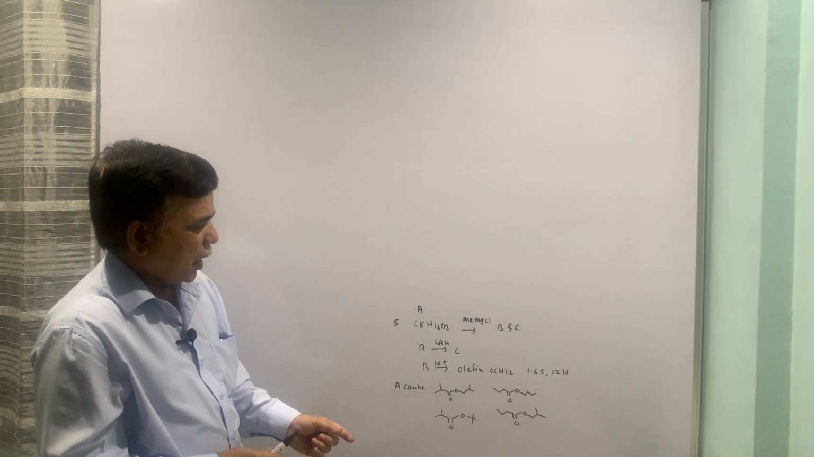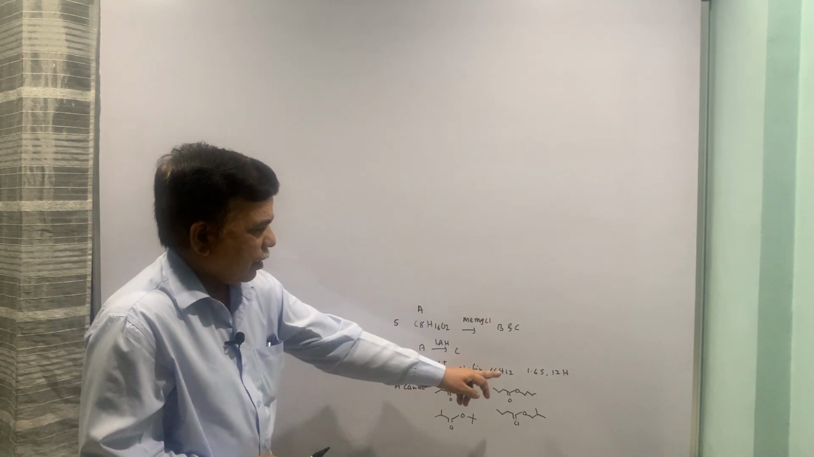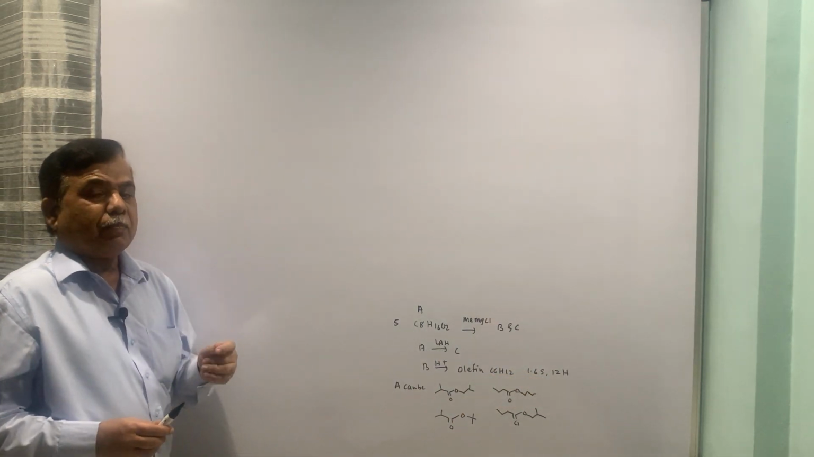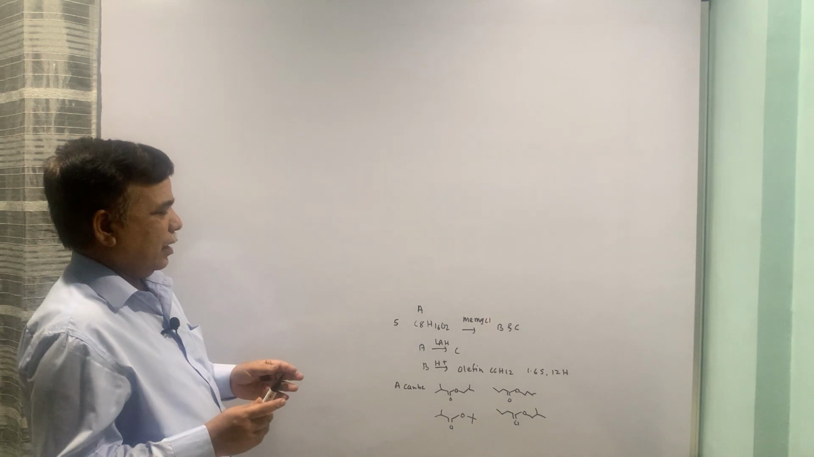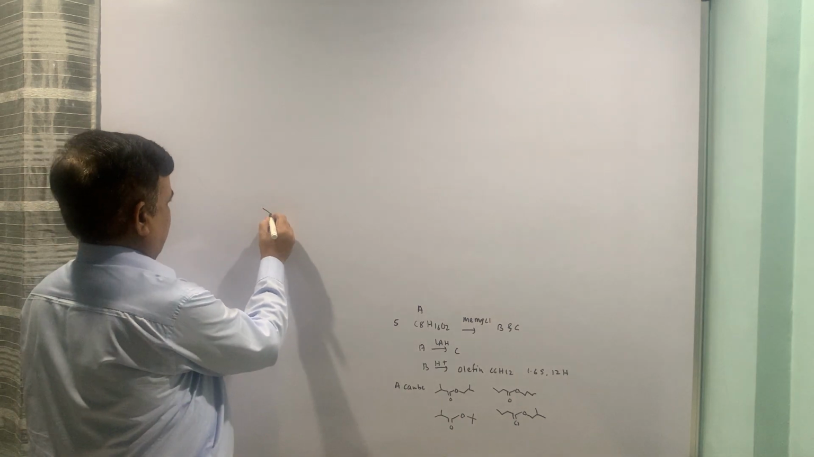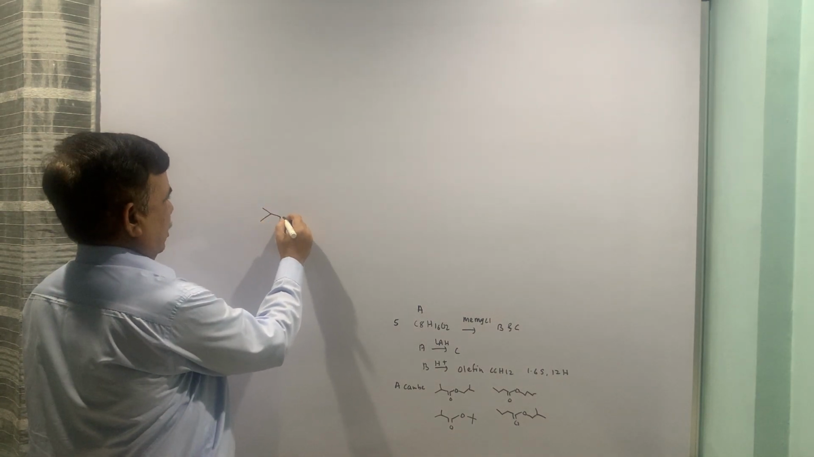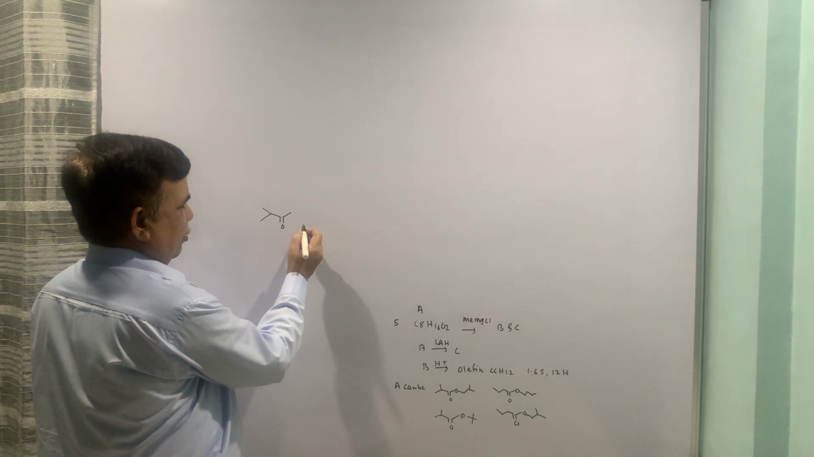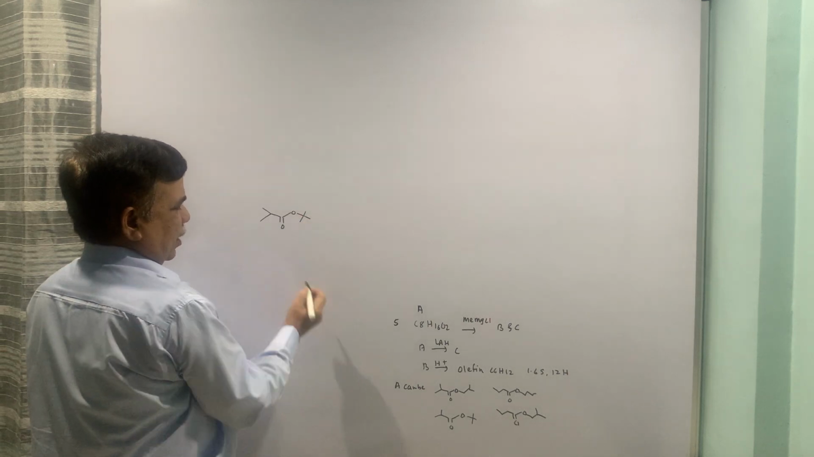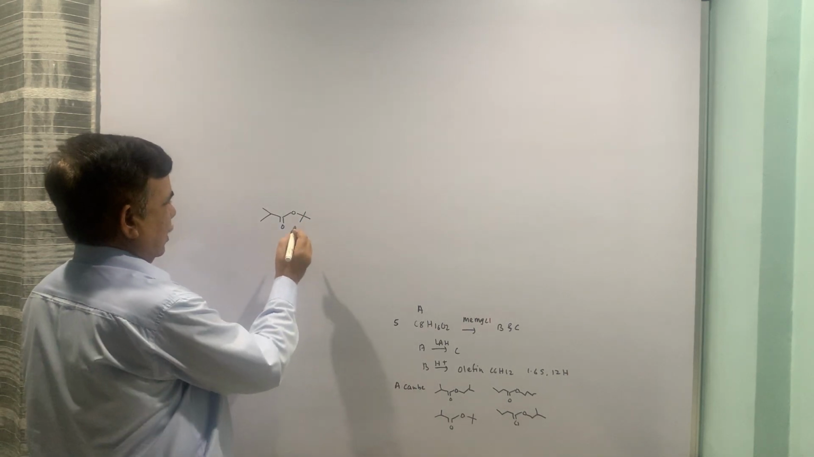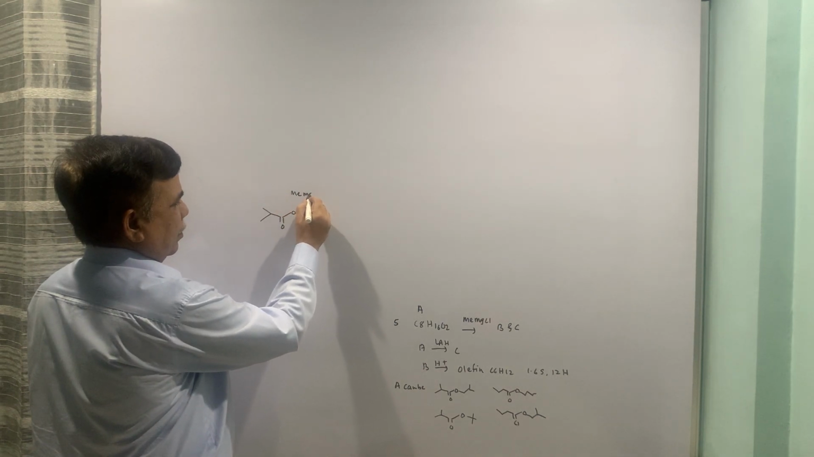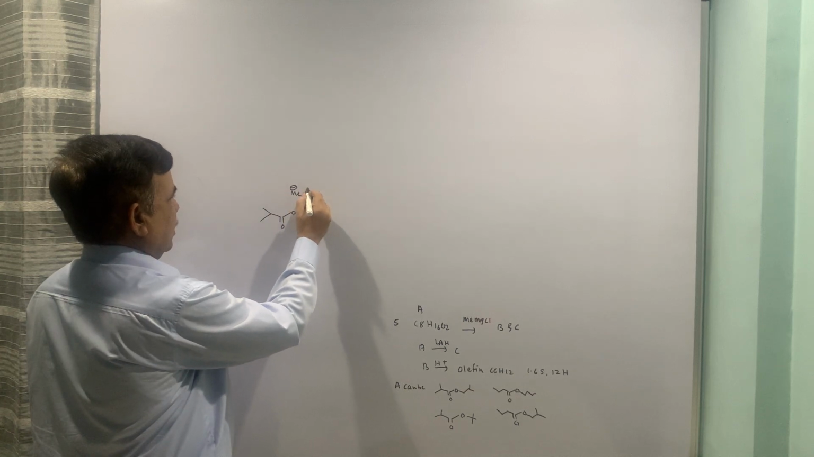Now this PMR is very important. 12 hydrogens are singlet, that means all 4 methyls should be chemically equivalent, then only we can expect this kind of picture. So let me put the structure. Assuming that A is this one, now we are adding say methyl magnesium chloride, so this is minus plus.